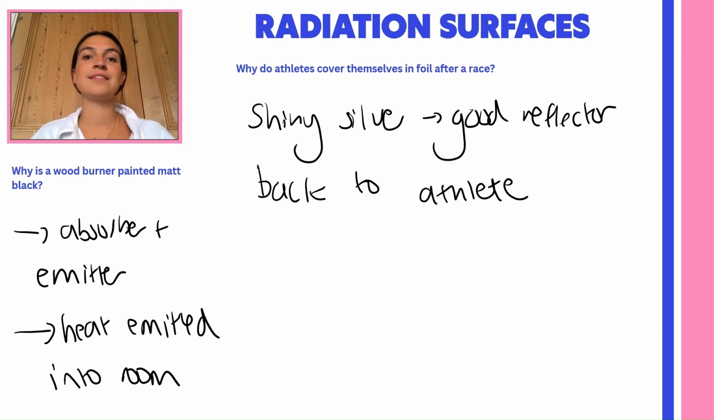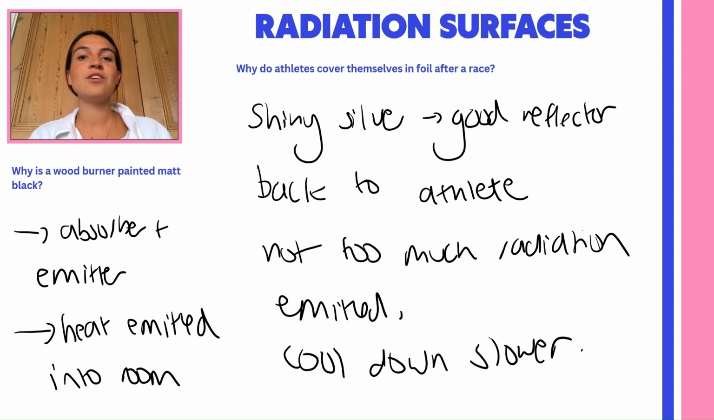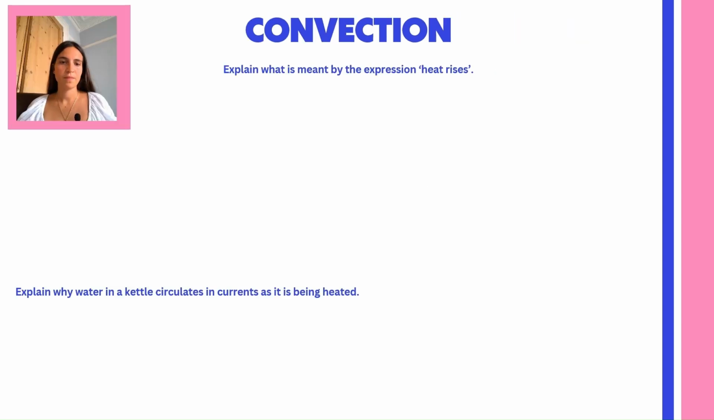That means that the heat will be reflected back to the athlete. That's good because then they don't emit too much radiation too quickly, so they can actually cool down at a slower rate, because it's not good for athletes to cool down super quickly after their race.